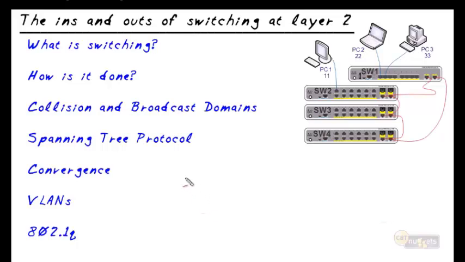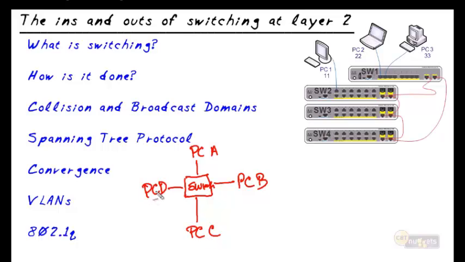So if we have a switch, and let's go ahead and take a switch like this. Now there's a switch. And we have PCA, PCB, PCC, and PCD. All right, and we got those 4 devices, but now it's a switch. Let's talk about the collision domains again. There's no collisions with a switch.